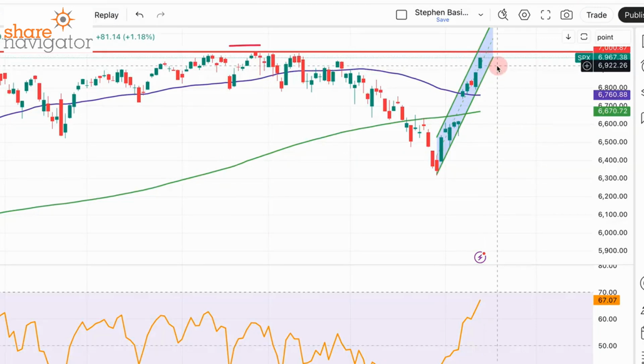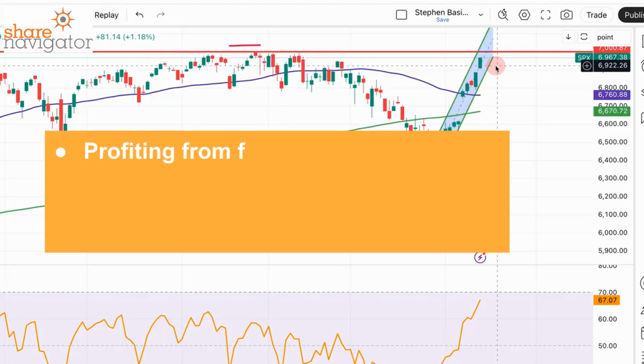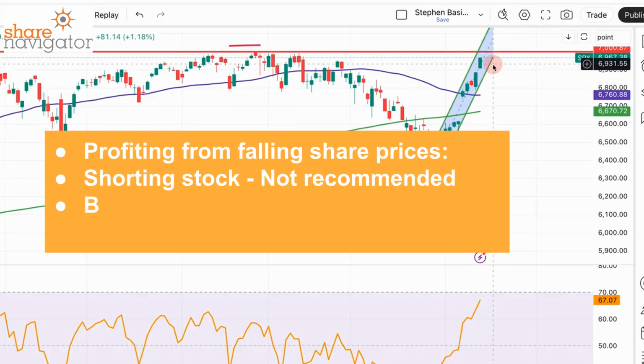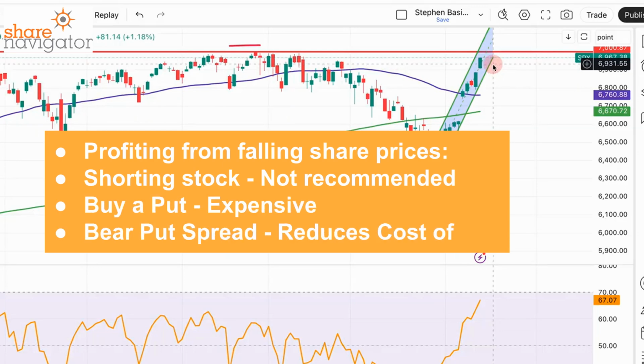Now, typically, when you're looking to benefit from falling stock prices, people short the index. I don't agree with shorting stuff outright, because if you get that wrong, and the market continues to go up in a big way, your losses can continue to mount.